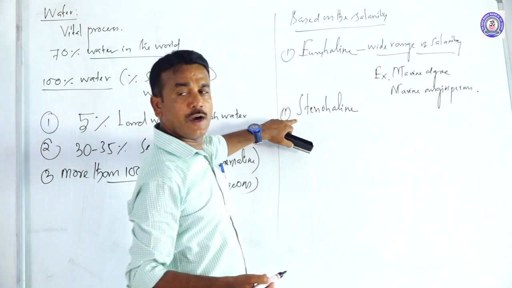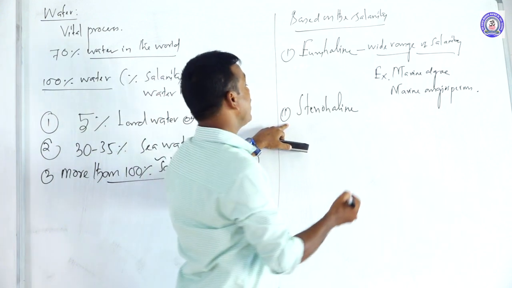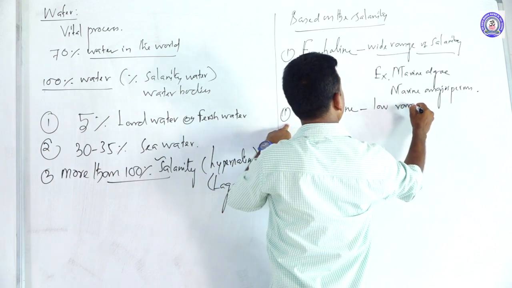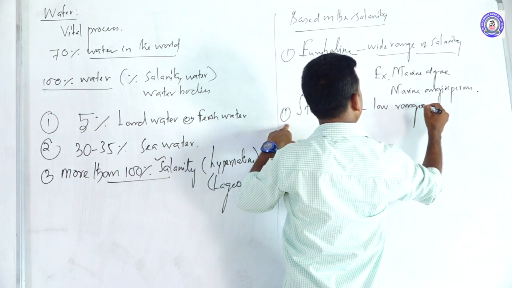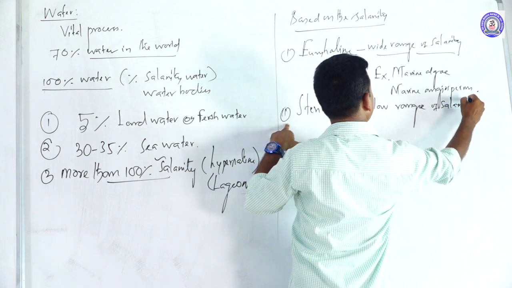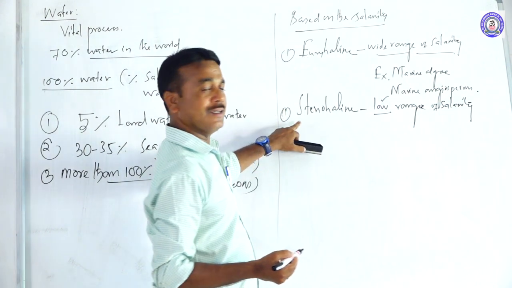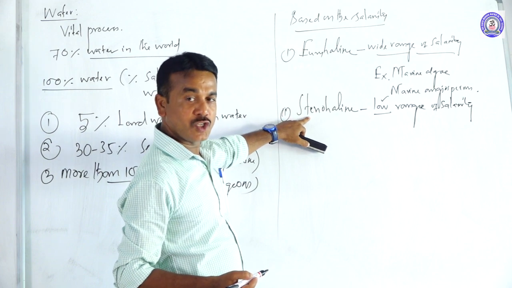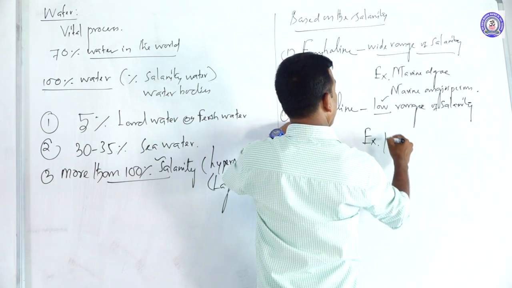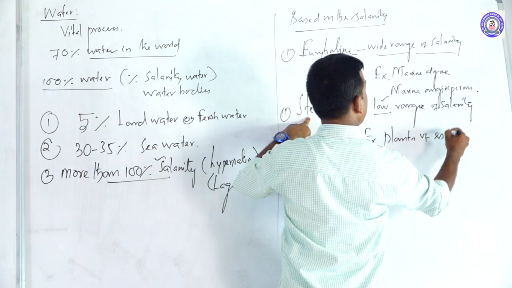What is meant by stenohaline? The plants are adapted to a low range of salinity. So which plants are adapted to a low range of salinity? Those are commonly called stenohaline. Examples of stenohaline are plants of estuaries.